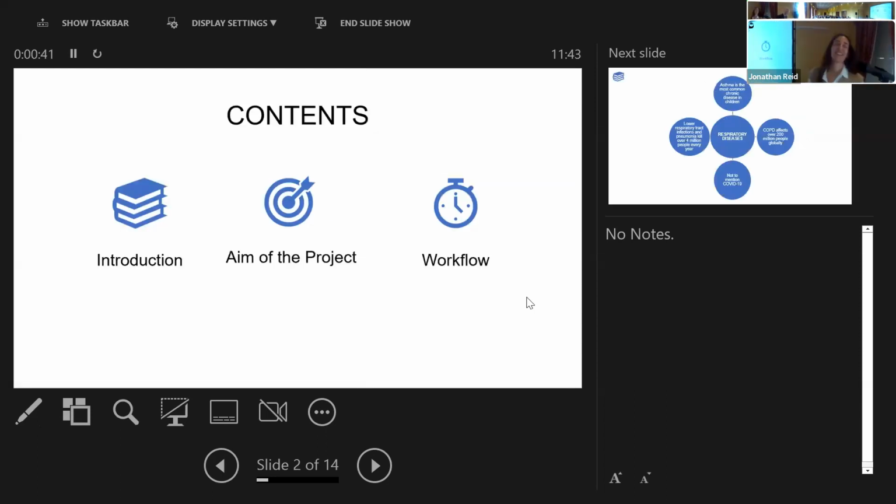Yeah, lovely. So briefly, the contents that I will touch during the presentation: I will give you a brief introduction, and try to explain the aim of this project, which is something that I've been working on recently. So it's quite early stage results, quite fresh ideas and experiments that are being performed, and the workflow.